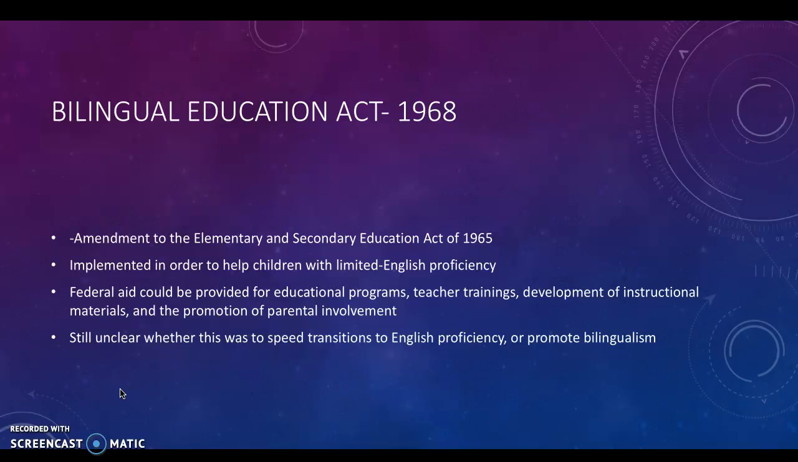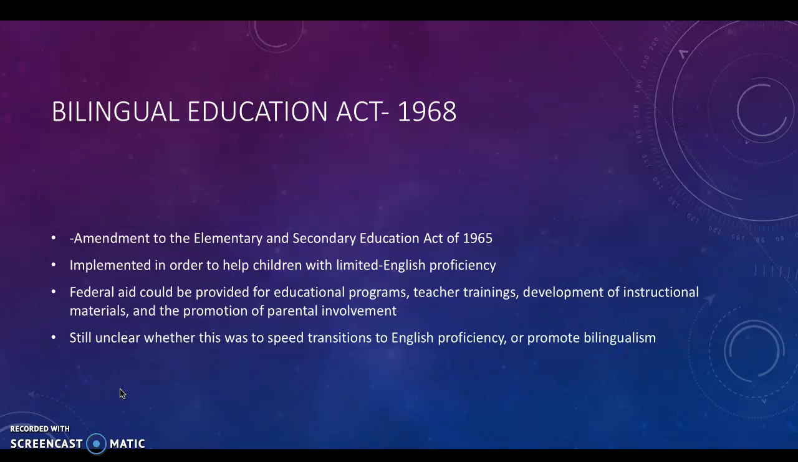This led to the Bilingual Education Act of 1968. This was an amendment to the Elementary and Secondary Education Act of 1965, in which a major section, then known as Title VII, was added. This was implemented in order to help children with limited English proficiency.